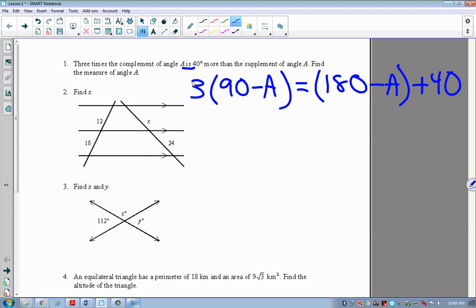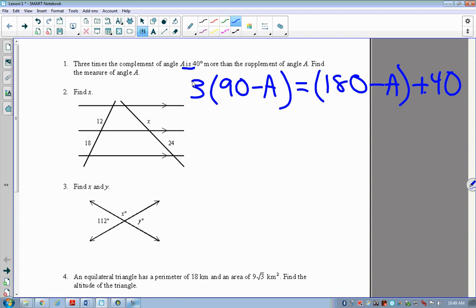All right, do we understand the plus 40 over here? Okay, let's go back to the reading of it. 3 times the complement of angle A is 40 more than. The only way to have an equal sign here is to balance the equation. So if this side is too big by 40, I either need to subtract 40 from the left or add 40 to the right. I chose to add 40 to the right. I can't do both. I've got to do one or the other.